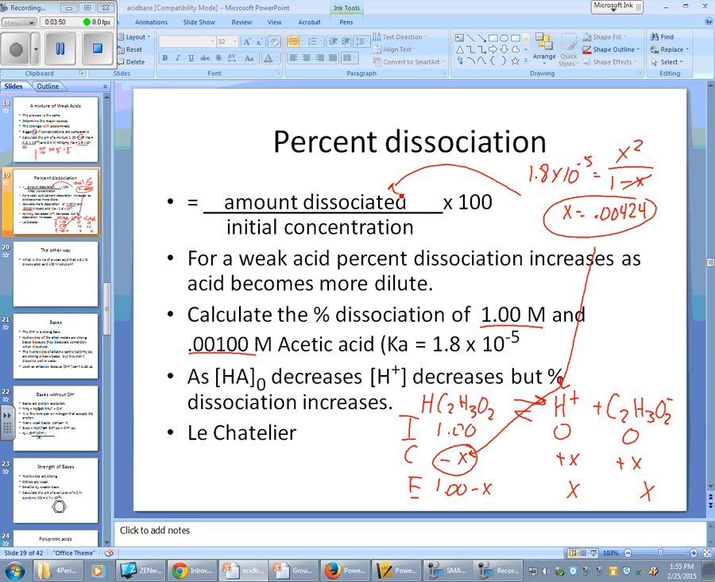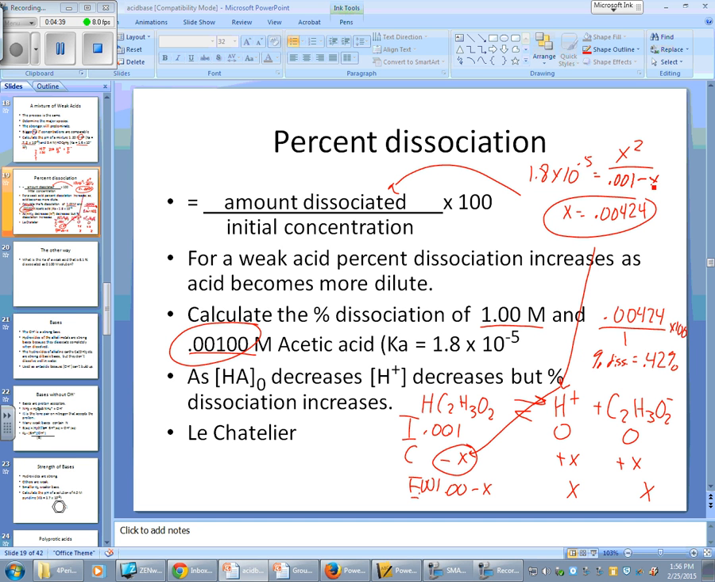All right, so then if I do 0.00424 divided by my initial concentration, which is 1, and then times 100, I end up with a percent dissociation of 0.42%. So only 0.42% of a 1 molar solution will actually dissociate into its ions. Now, if I go through and modify this icebox a little bit for the other one where it's 0.001, we can change this one here to 0.001, and we'll just move our decimal here, and then we can plug it in over here.